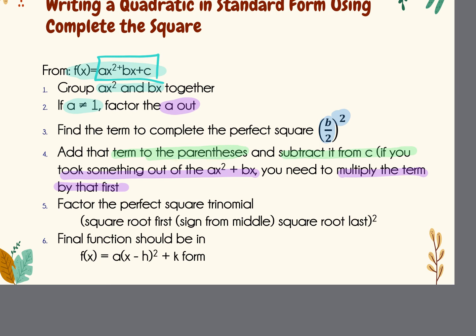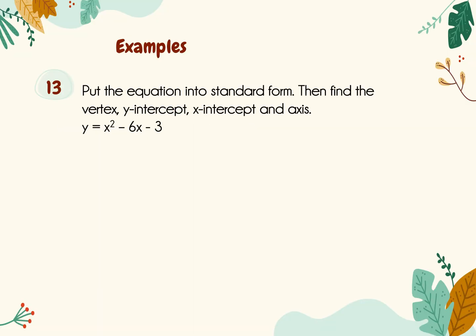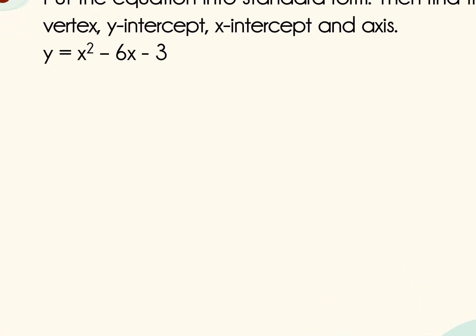Then you're going to factor the perfect square trinomial. That doesn't change. And then your function would then be in standard form. So you're forcing it into standard form. So we're going to work through these. It says put the equation into standard form. This means complete the square. And then find the vertex, the y-intercept, the x-intercept, and the axis.